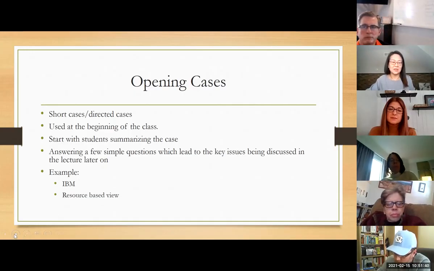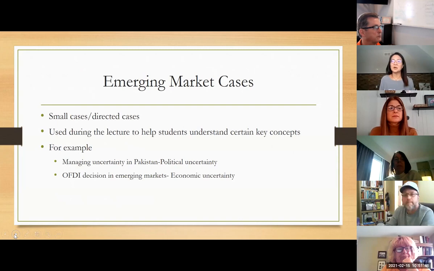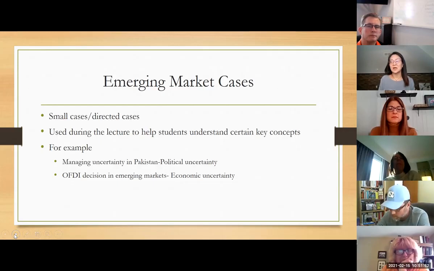The next one is called emerging market cases. These are also directed cases and smaller cases that I use during the lecture to help students and to check student understanding of certain concepts. For example, when I talk about political uncertainty, I use the emerging market strategy developed in Pakistan.